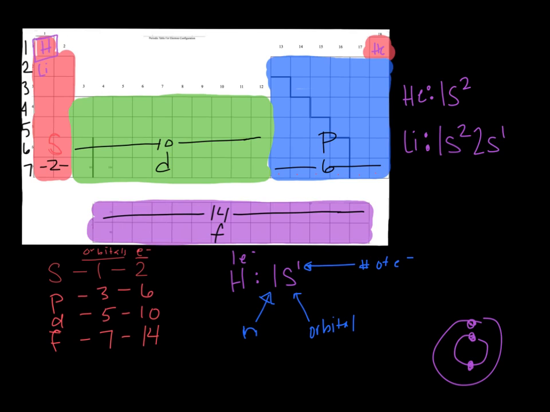All right, and next we have beryllium. And we're going to do the same thing. We start from the beginning, 1s2, and then we have 2s2.